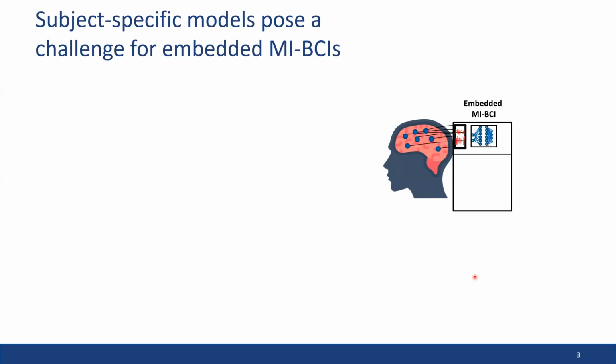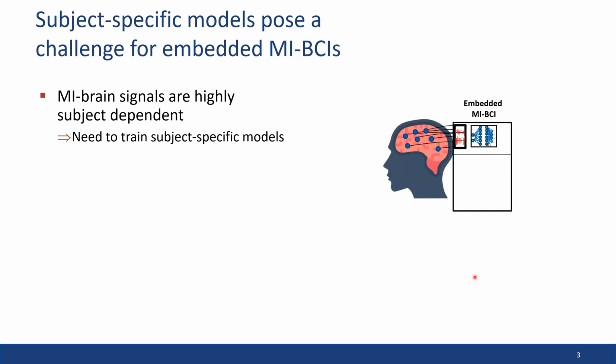However, today's MI-BCIs still come with a lot of challenges, and this is mostly because the EEG data is very subject specific, meaning it varies a lot between different subjects. Therefore, we need to have a separate model per subject. And to have these models, we first need a separate training or calibration measurement for every subject. And on this data, we can then train the corresponding model.